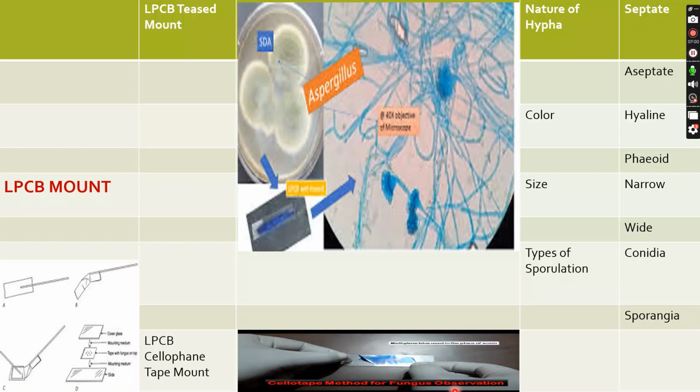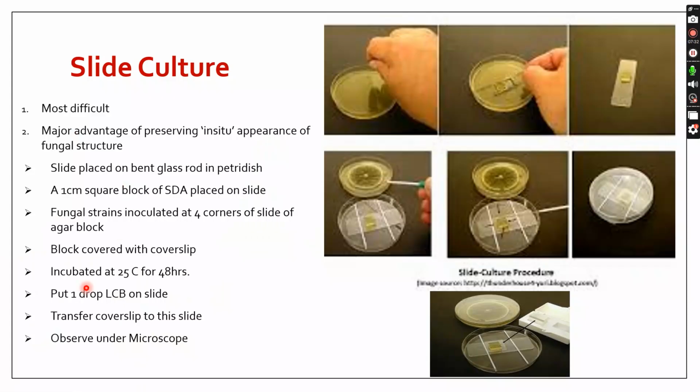Now coming to the microscopic examination of the colony. Again we will see the lactophenol cotton blue teased mount, where we can see the fungus, and the nature of the hypha will be septate or aseptate. These are the characteristics which we are observing here. Color could be hyaline or phaeoid, size could be narrow or wide, and sporulation could be present or not. Then LPCB cellophane tape mount: we use the cellophane, keep it on the culture, then put it here, and after that we get the morphology.